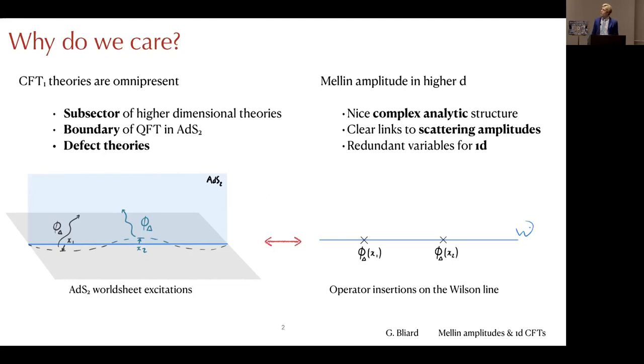Now, why would we want to look at Mellin amplitudes in this case? Well, the answer comes from higher dimensional Mellin amplitudes, in which we observe a nice complex analytic structure for these and clear links to scattering amplitudes. This formalism can be simplified in one dimension, and we will see how and why this is interesting. I've included here the holographic setup in which these CFT1 theories appear, in which we have an AdS2 worldsheet and boundary excitations, where the Wilson line is on the boundary, and these excitations propagate and interact in the AdS2 worldsheet, and the dual setup of the operator insertions on this Wilson line.